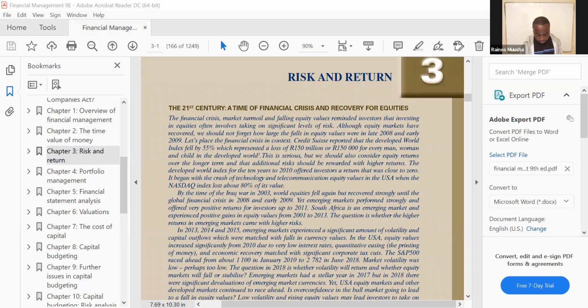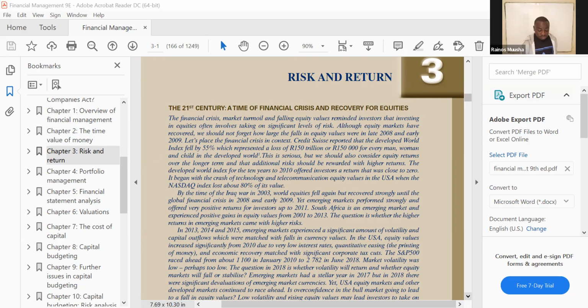For FIN4801, today we are going to be looking at study unit 3, which looks at chapter 3 of the textbook. And chapter 3 of the textbook looks at the relationship between risk and return. In this case, we are going to be concentrating on the risk and return relationship for a single security.